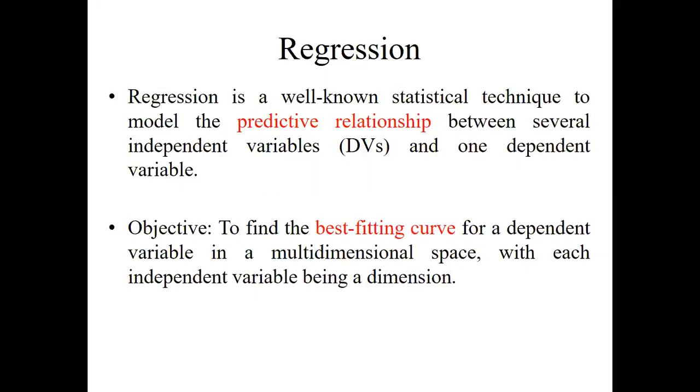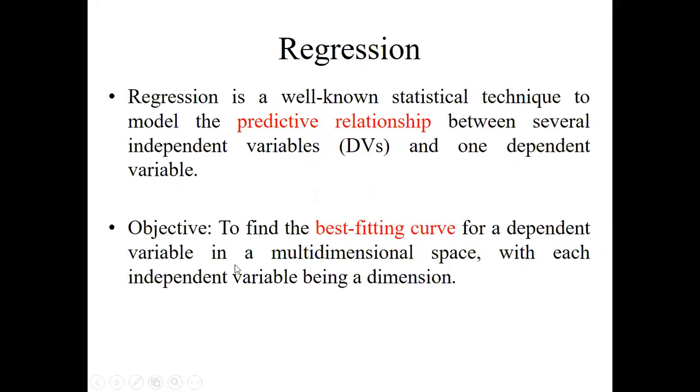So regression basically comes under supervised learning. It is a machine learning concept which comes under supervised learning, basically for predicting the continuous value. So regression is a well-known statistical technique to model the predictive relationship between several independent variables and one dependent variable. That one dependent variable we call a target variable.